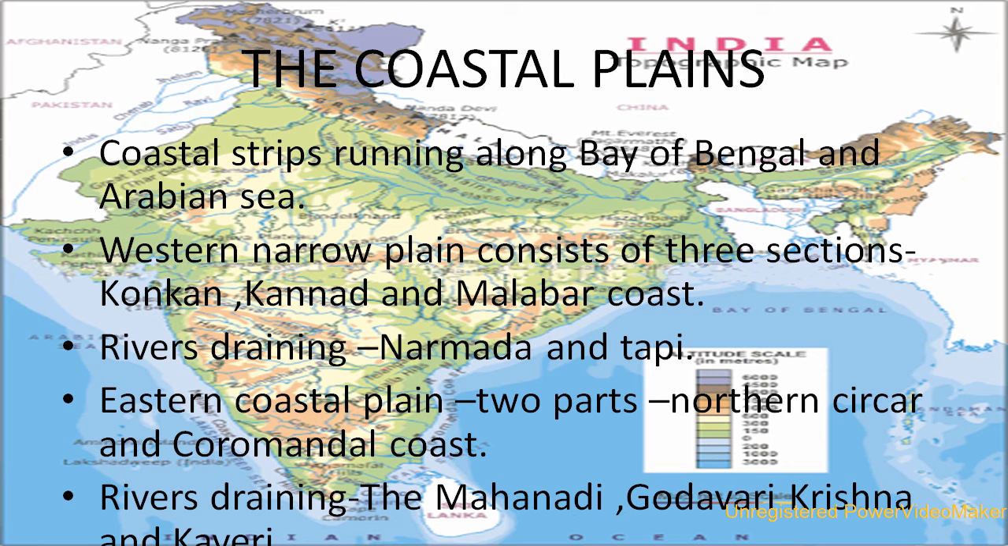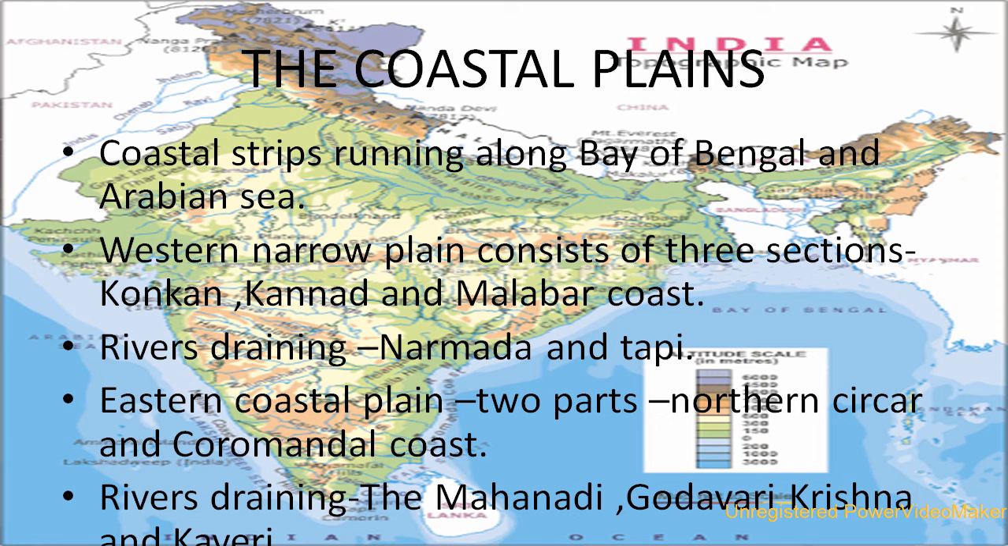The northern part of the coast is called the Konkan. The central part is called the Kannad Plain and the southern part is called the Malabar coast. There are few natural harbors and lagoons along the coast. The plain along the Bay of Bengal is wide and level. In the northern part it is called Northern Circars, while the southern part is known as the Coromandel coast. This is the subdivision of the eastern coastal plain.